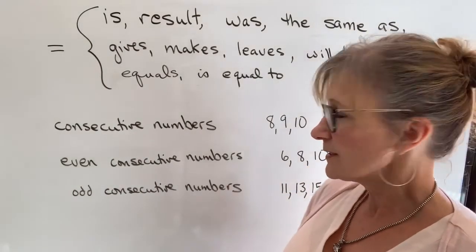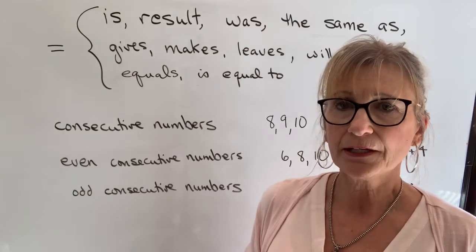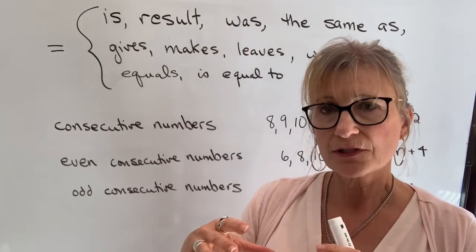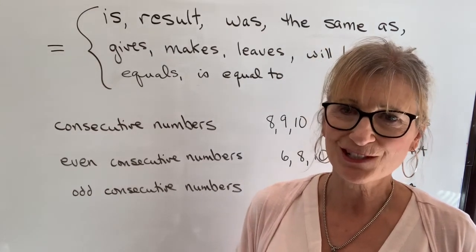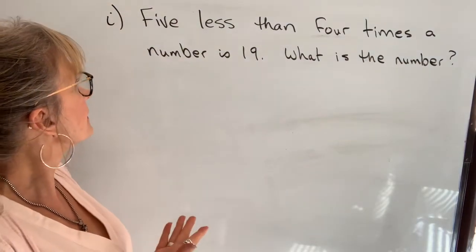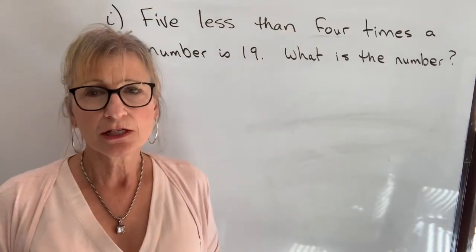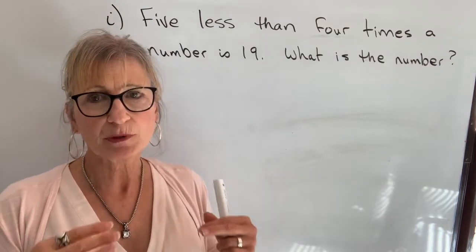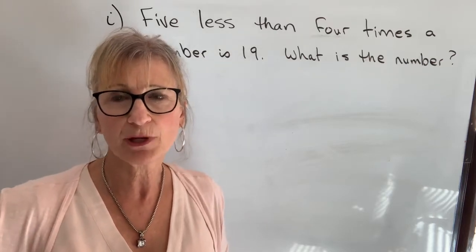So let's get started. I think the best way to explain how you interpret words into mathematical equations is just to look at some examples. In our first example, it says, 5 less than 4 times a number is 19. What is the number? So it's telling us the relationship in the words. I don't need any other prior knowledge. I don't need any other mathematical relationships.